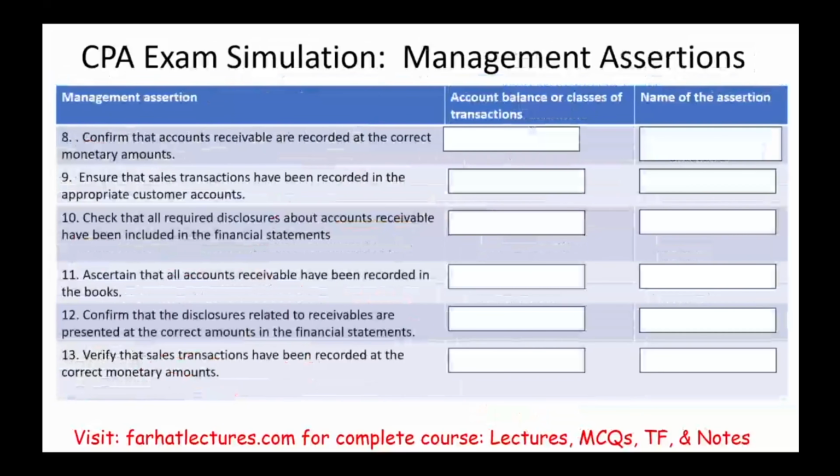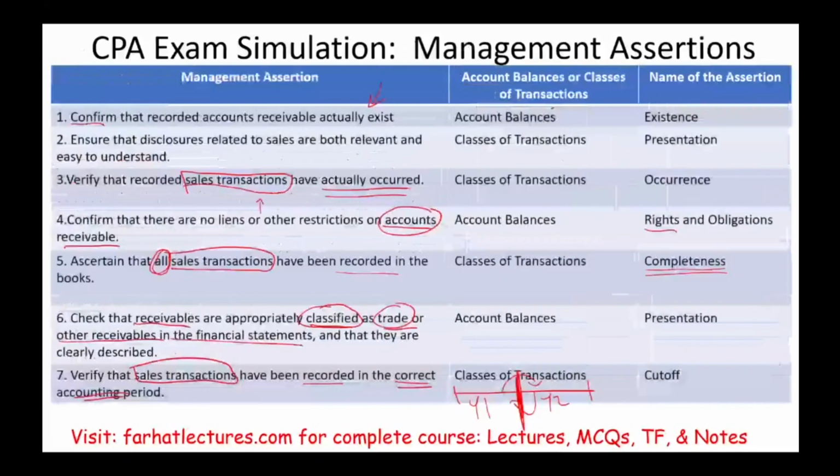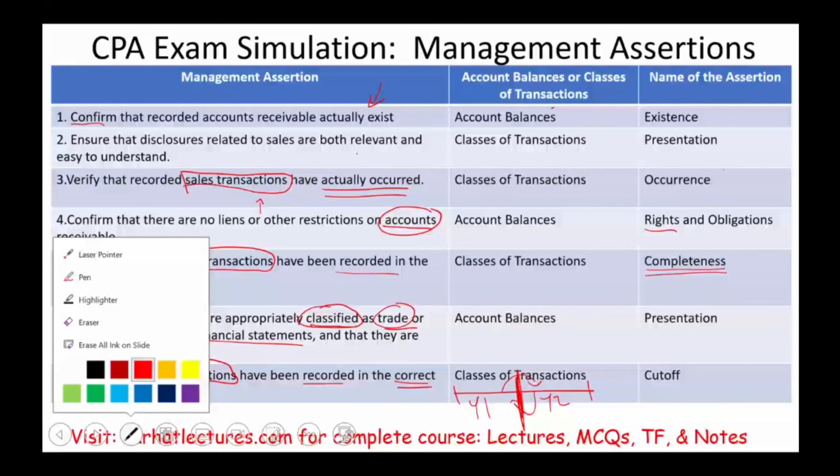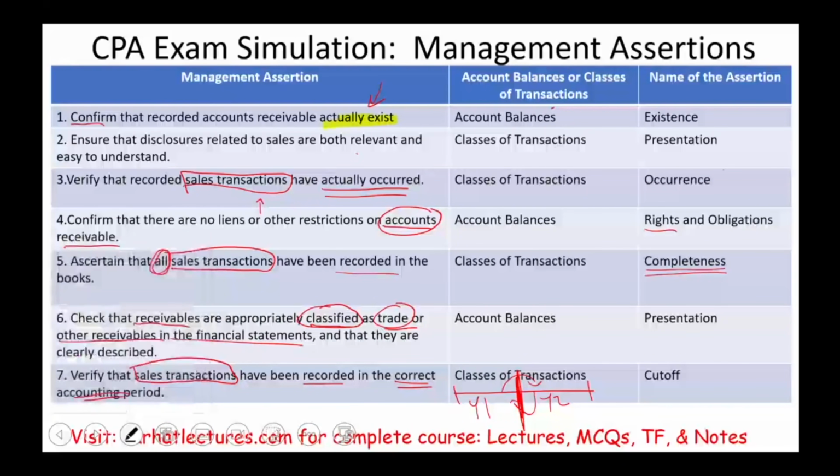Let's take a look at additional assertions or management assertions. Confirm that account receivable, again, it's account balance, are recorded at the correct monetary amount. So notice the difference here. He said we make sure that, let's see, where is receivable? So I can just compare and contrast. Confirm that account receivable actually exists. The first one, if you notice, it actually exists. That's fine. Here, it's existence.